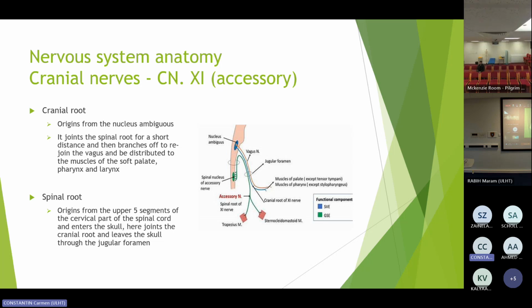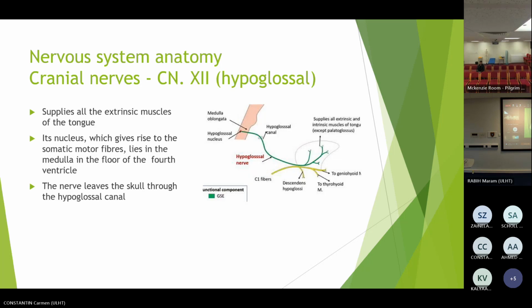The spinal roots originate from the upper 5 segments of the cervical spine, and they join the cranial roots and leave the skull through the jugular foramen. The hypoglossal nerve supplies all the extrinsic muscles of the tongue. We have the somatic motor fibers, and the nerve leaves the skull through the hypoglossal canal.